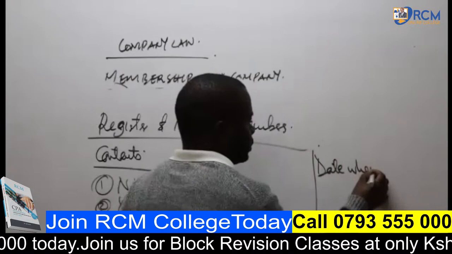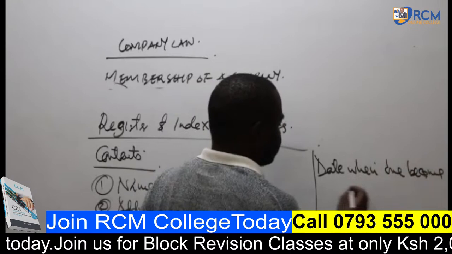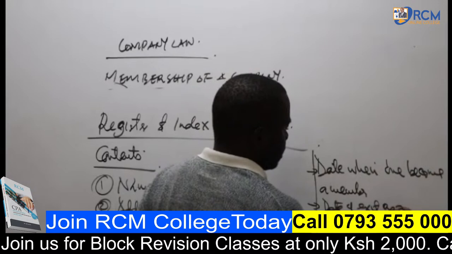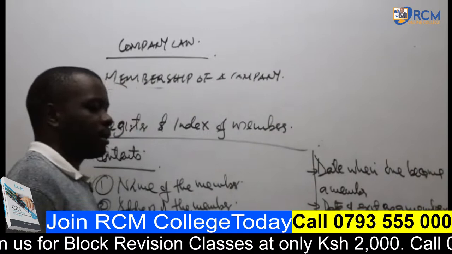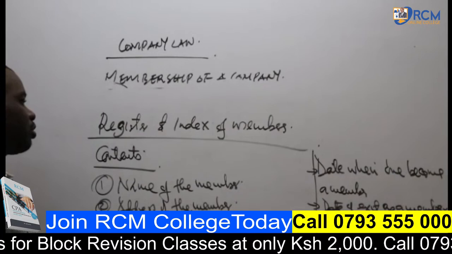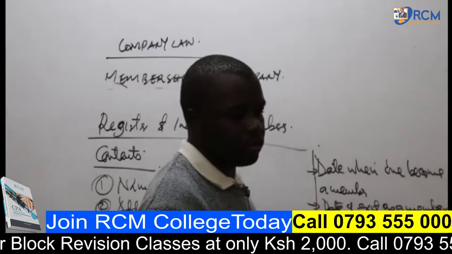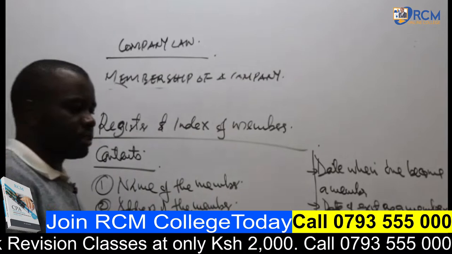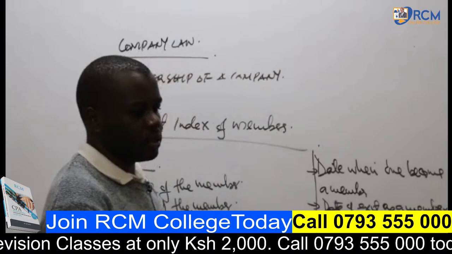Also, date of exit as a member. So those will be part of the contents of the register of members. Because they could ask, what are the contents of a register of members, or what will be contained in a register of members? So the name of that member, address of the member, the number of shares that this member is actually holding in the company, date when he actually became a member, and of course, if there's an exit of the member, date of exit of the member.